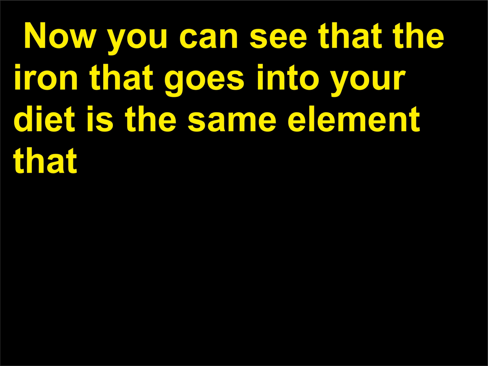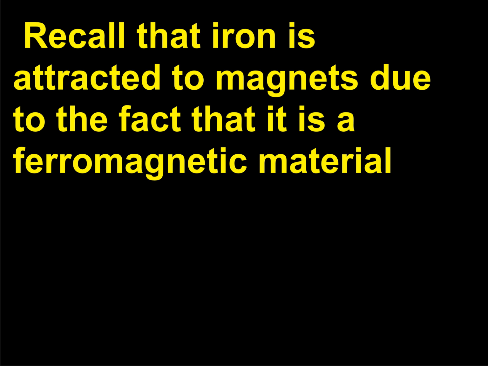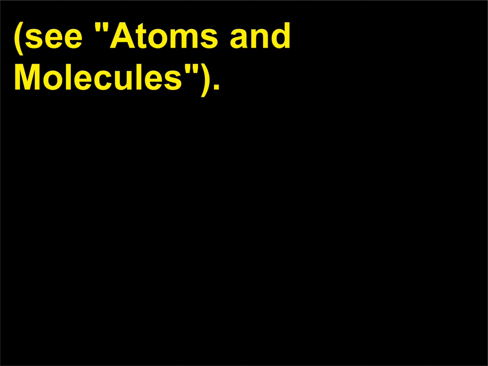Now you can see that the iron that goes into your diet is the same element that you find in objects made of iron metal, just in much smaller quantities and pieces. Recall that iron is attracted to magnets due to the fact that it is a ferromagnetic material. See Atoms and Molecules.